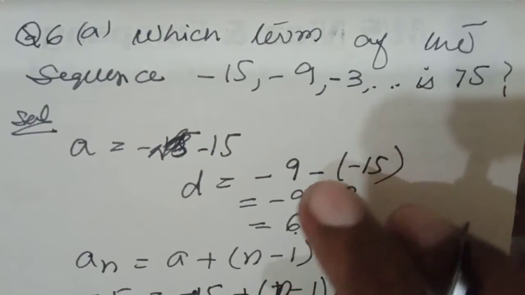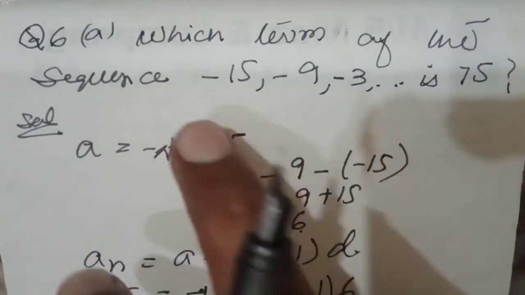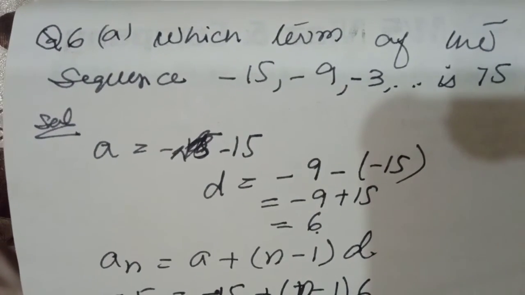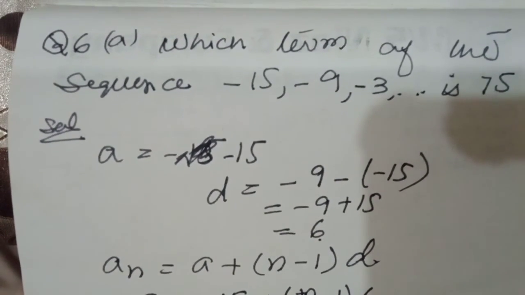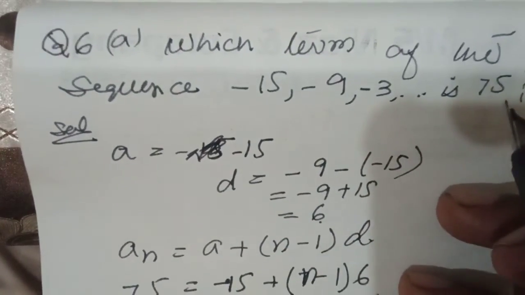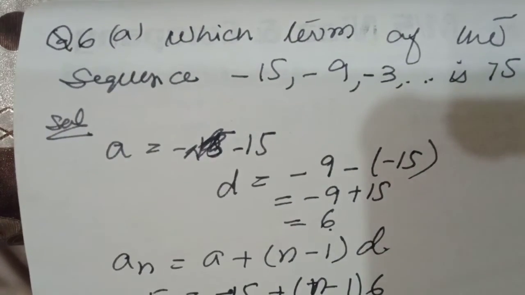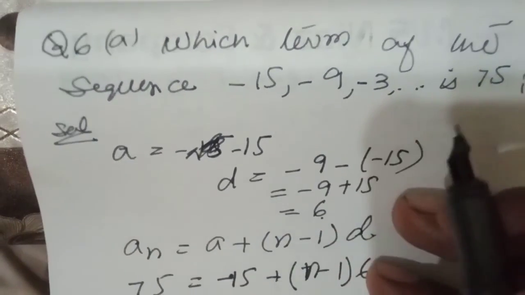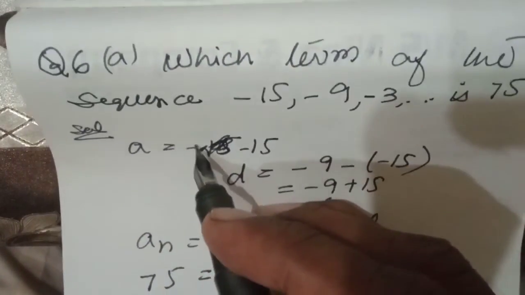Now you have to tell which term is 75 in this sequence. If this term appears in this sequence, you will get a whole number. Otherwise, if you get a fractional number, then 75 will not be part of this sequence.